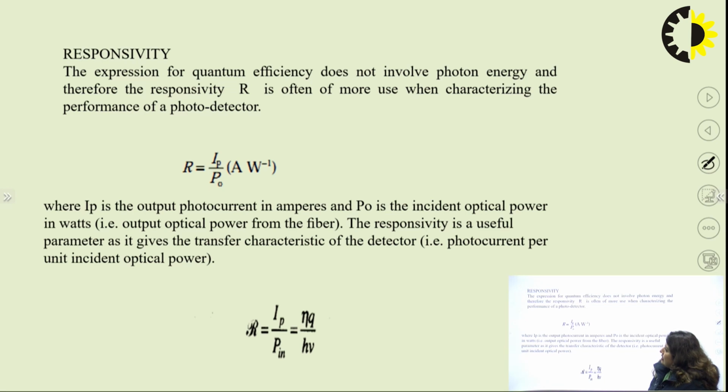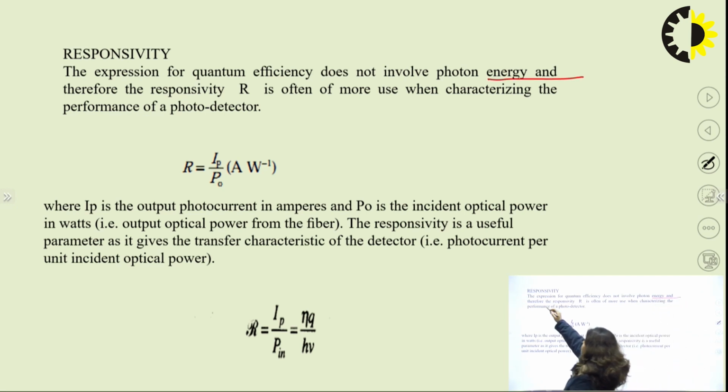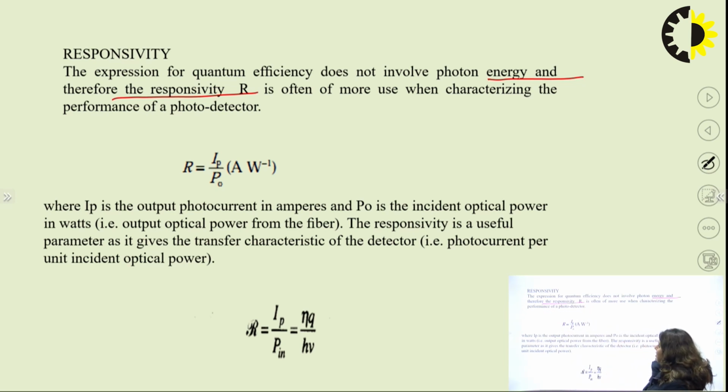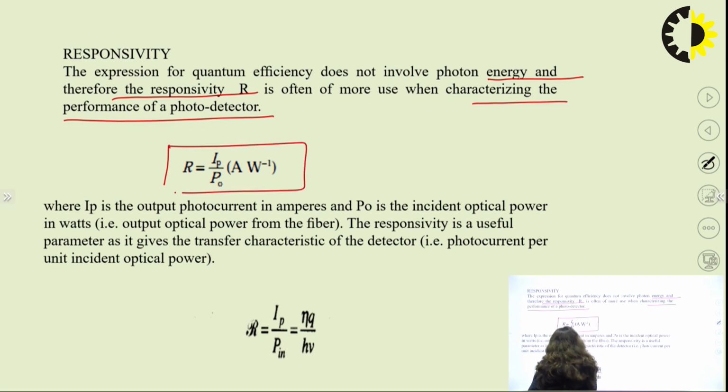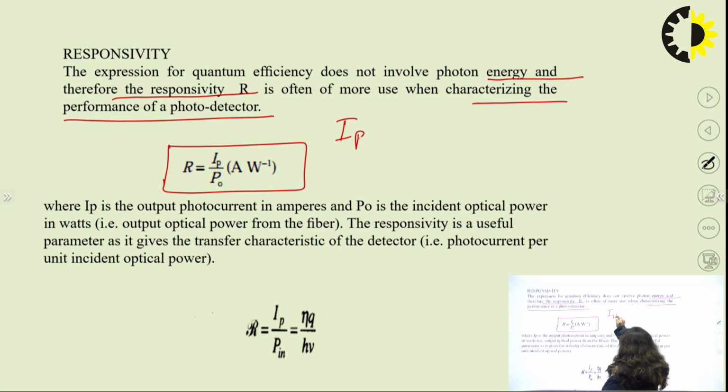So next we have responsivity, which is defined by a term R. The expression for quantum efficiency does not involve photon energy. Therefore there is a new term called responsivity, defined by R, and it is often of more use when characterizing the performance of a photodetector. So we have R, which is given by IP upon P naught, where IP is your photocurrent.